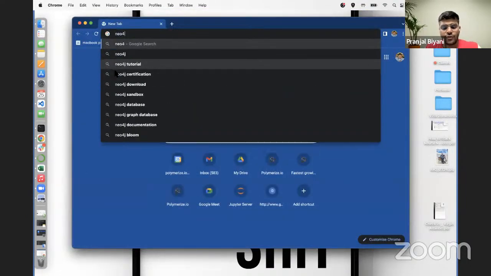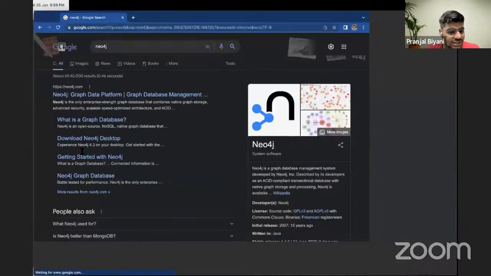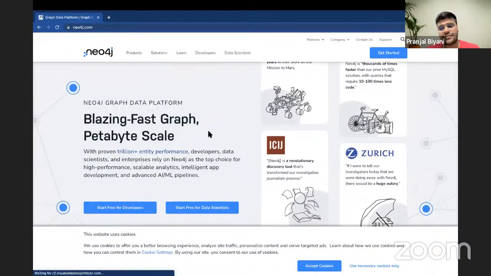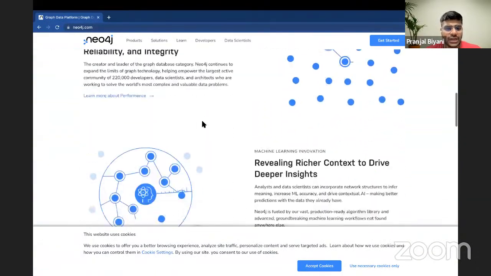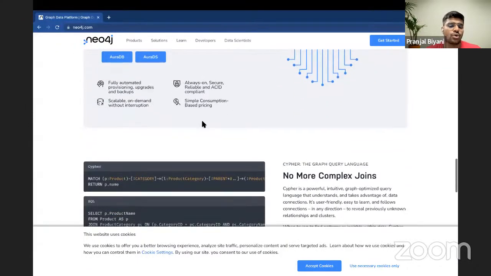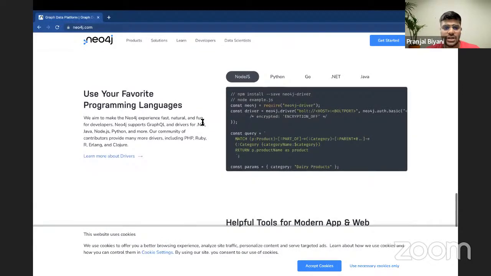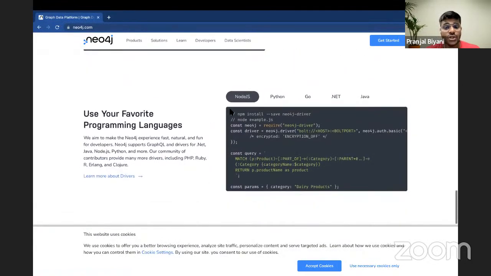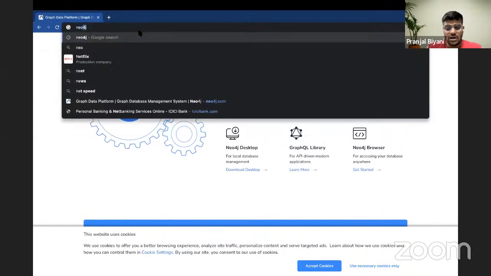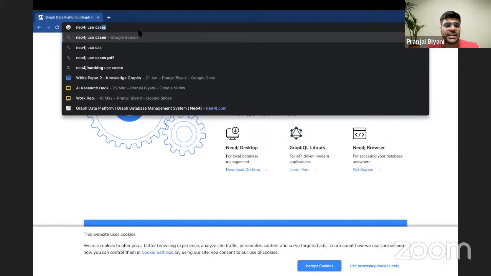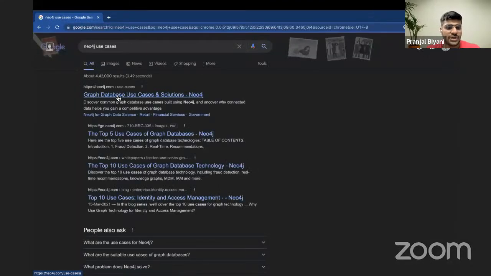Right, if you go to Neo4j, you will see that they have a lot of use cases. Okay, Neo4j has free data management. Start free for data scientists. You can click, you can actually get examples also. You can go through a lot of use cases also, and you can learn Cypher also. You can also learn how to integrate it with Python, Go, .NET, Java, all of them, right? Not for today's webinar, but we can definitely have a Neo4j use case sometime.